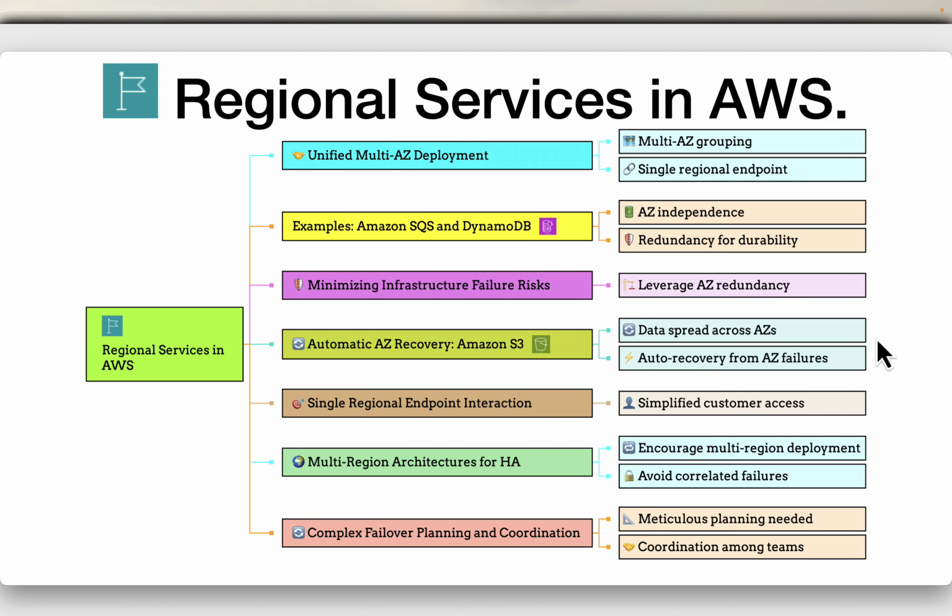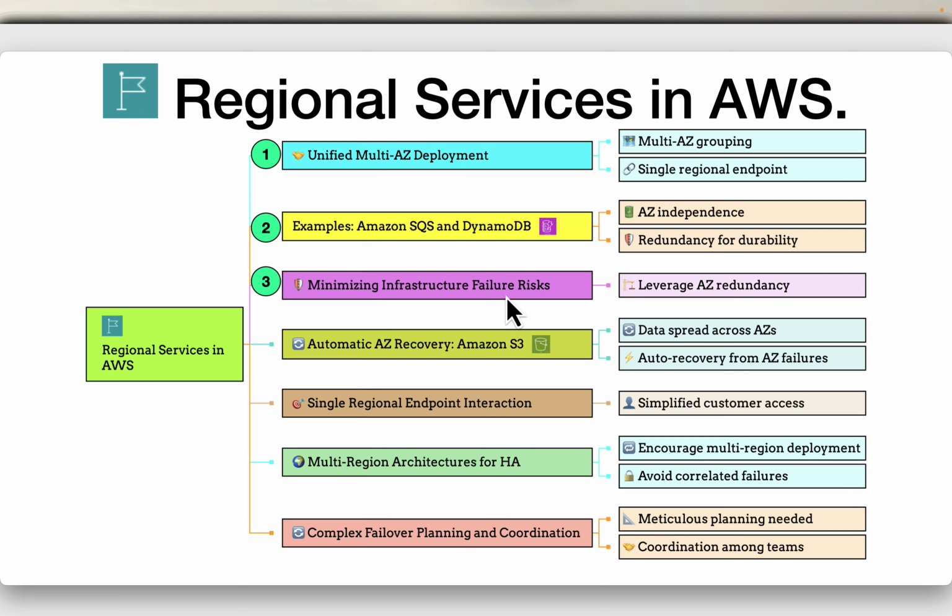So next we will discuss regional services. Unified multi-AZ deployment. AWS groups services across multiple AZs, providing a single regional endpoint for simpler user interaction. Amazon SQS and DynamoDB. These are the two examples. There are many, but these two are the most popular services. So demonstrating the use of AZ independence and redundancy to enhance service availability and durability.